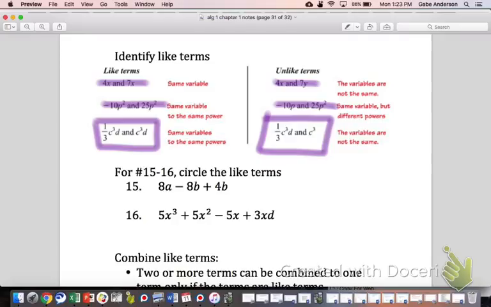On the left, you've got a c cubed and a d, and on the right you have only a c cubed. You're missing the d, making them unlike terms. Maybe you've seen that before.